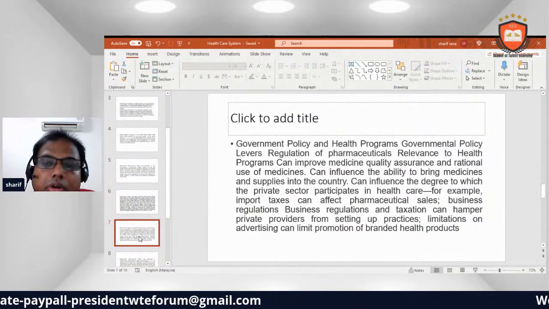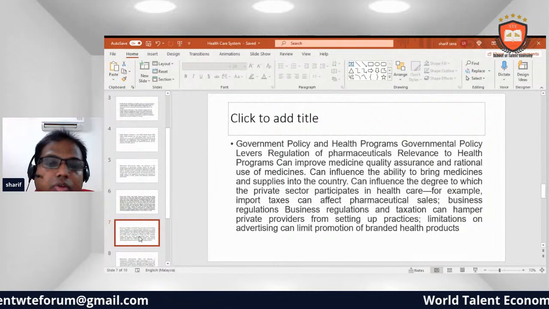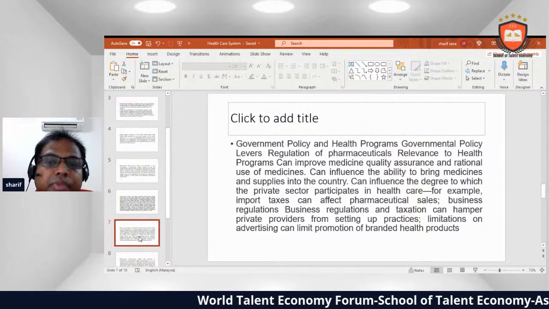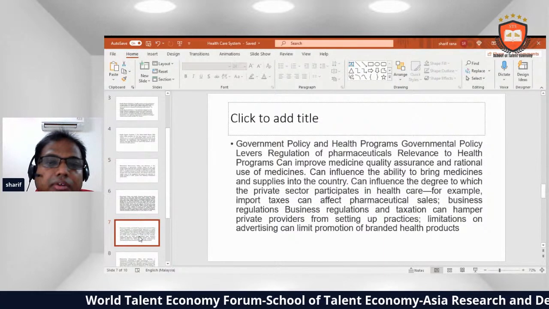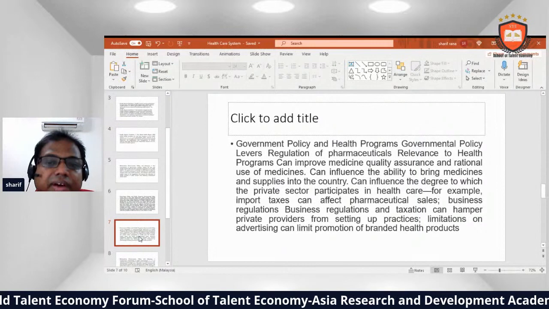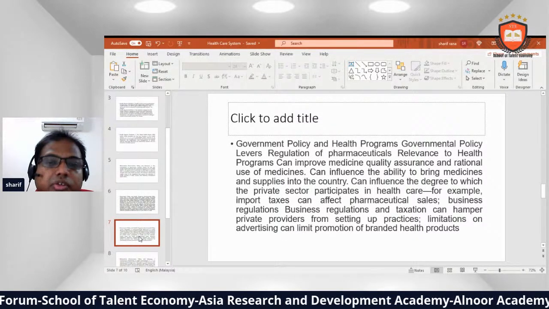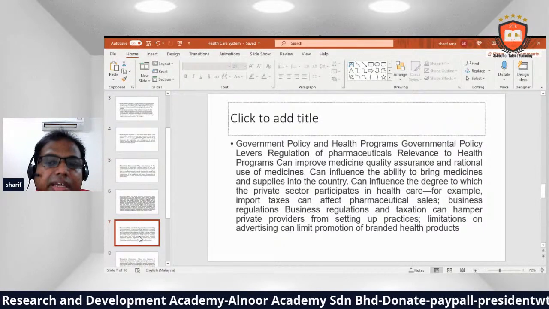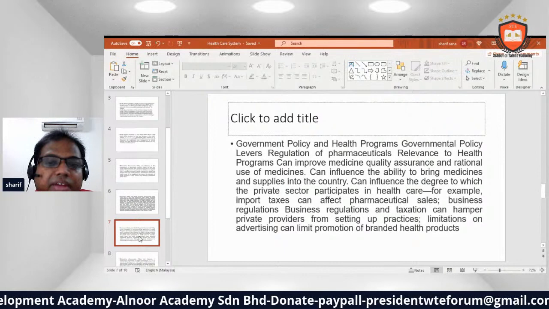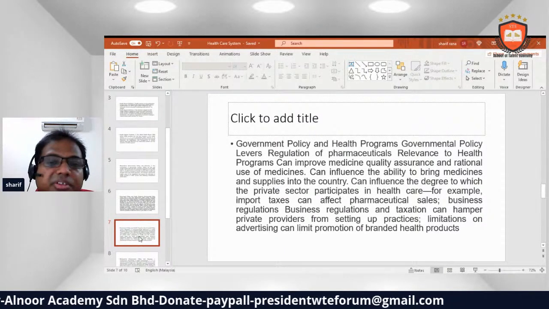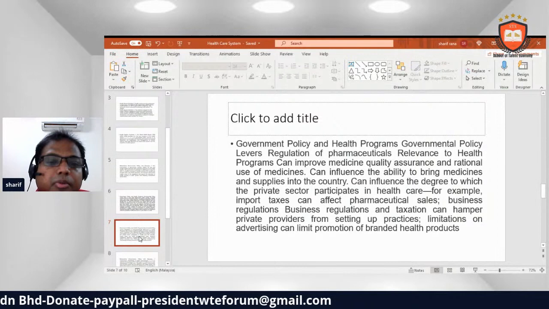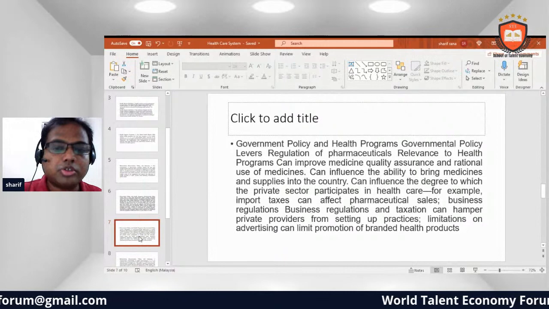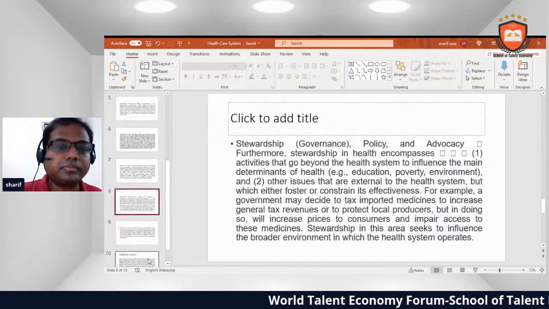Government policy and health programs. Government policy levers include regulation of pharmaceuticals. Its relevance to health programs: it can improve medicine quality assurance and rational use of medicine, can determine the ability to bring medicine and supplies into the country, and can influence the degree to which the private sector participates in healthcare. For example, import taxes can affect pharmaceutical sales. Business regulations and taxation can hamper private providers from setting up practices. Limitations on advertising can limit promotion of branded health products.